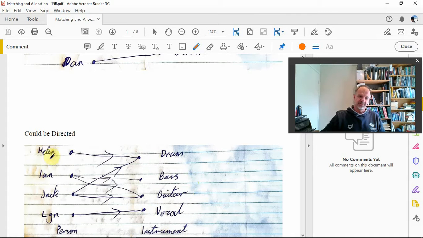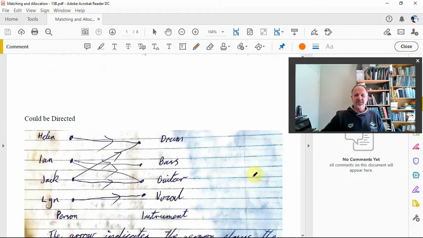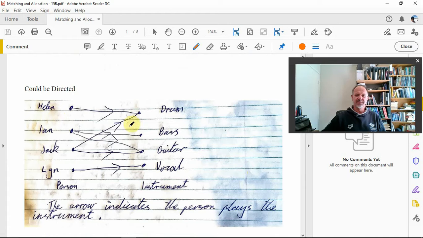All right, not the other way around. It's the person playing the guitar. So the arrow indicates that a person plays that particular instrument, not that the instrument has been given to that person. All right, so Helen plays the drums and so does Jack. If they were putting together a band, they would then need to make some sort of decision. We'll get to those kind of things in a moment, but first some definitions.